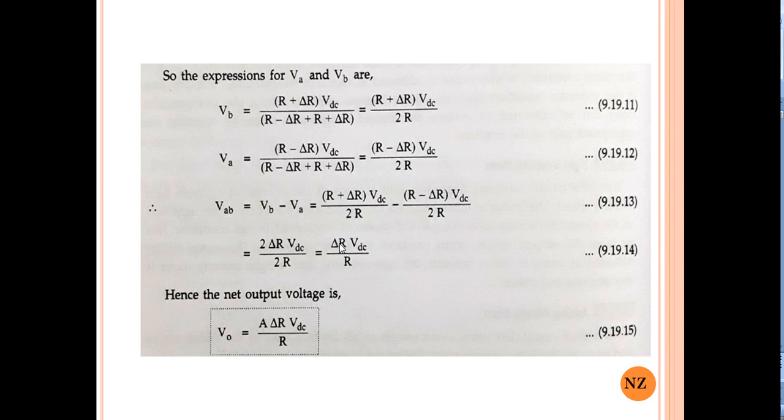So delta R is what? Change in the resistance. Change in the resistance from RT1, RT2, RT3 and RT4, into VDC, that is nothing but the applied voltage to the bridge, divided by the value R. This is the original R. Delta R is the change in resistance and R is the original resistance value. So hence the net output voltage will be equal to A into delta R into VDC divided by R. Why A? A is nothing but gain. The instrumentation amplifier offers us certain gain, right? So we are multiplying that gain value here.